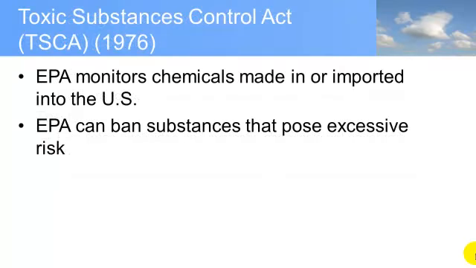A federal law that deals with a lot of hazardous chemicals is the Toxic Substances Control Act, or TSCA for short. This was passed in 1976. It gives the EPA authority to monitor chemicals made in or imported in the United States. The EPA can ban substances that it determines pose excessive risk.